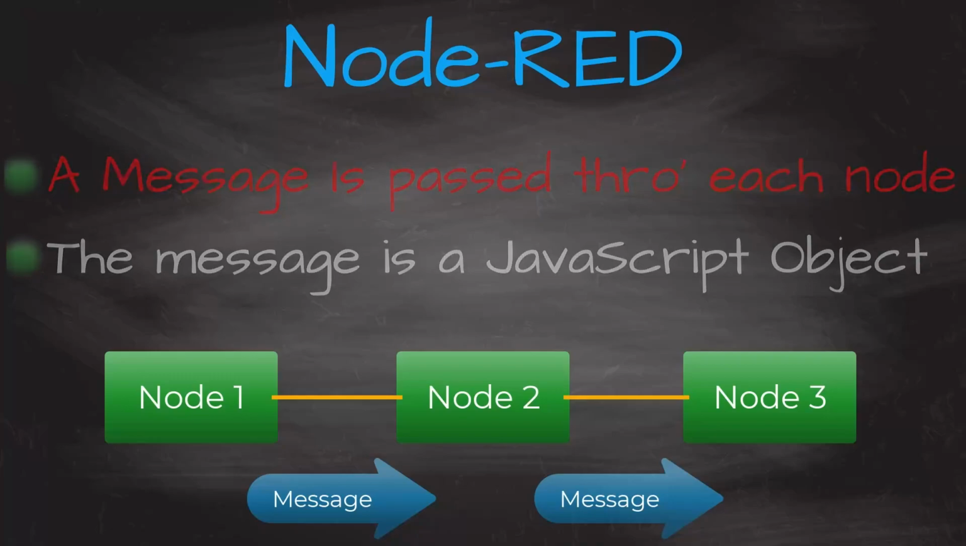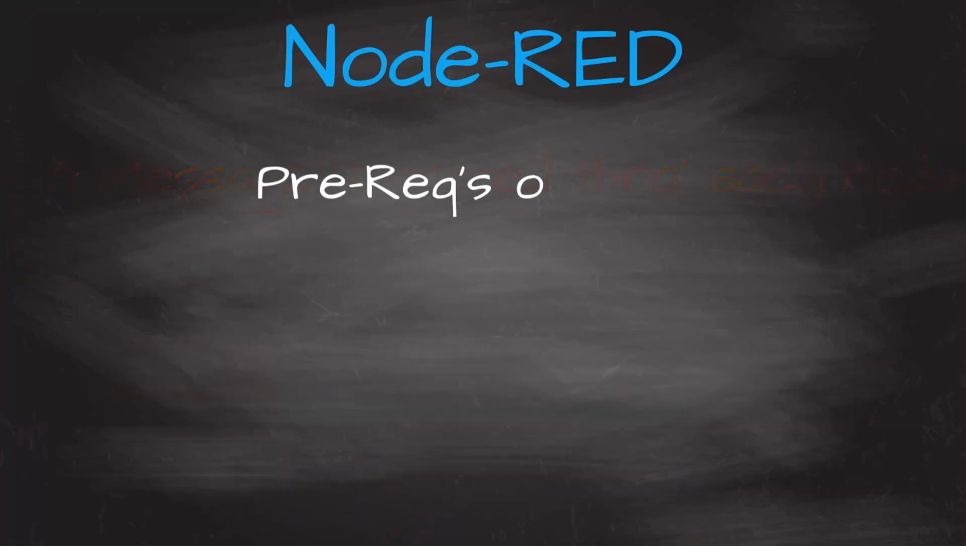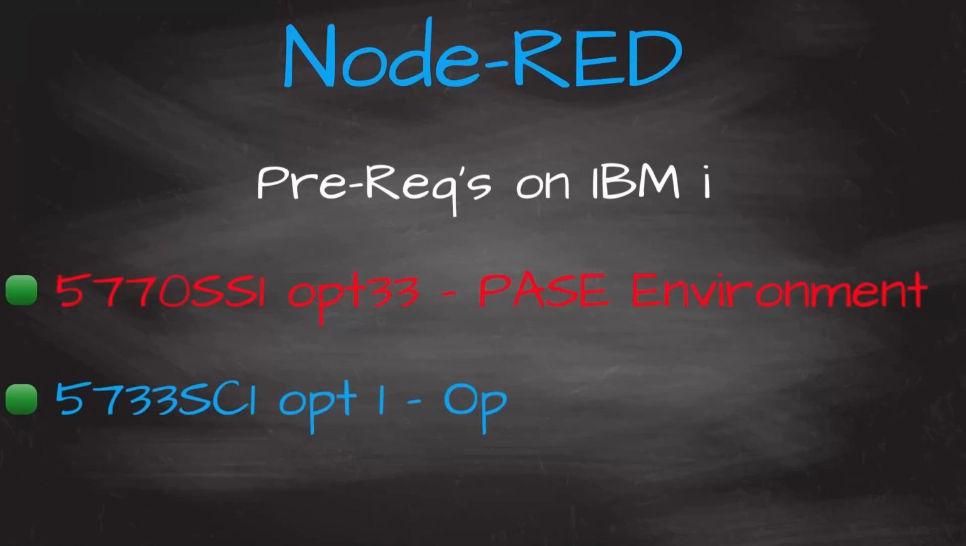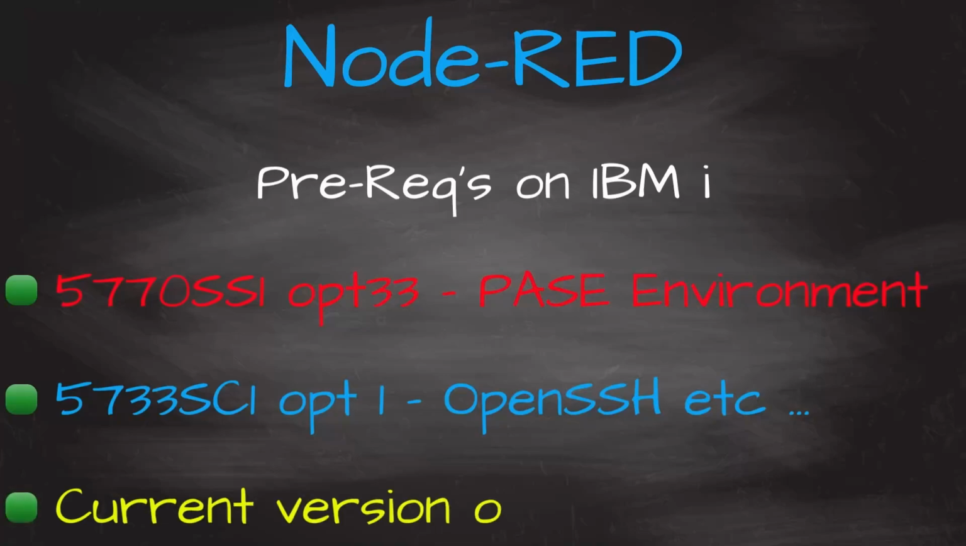Hats off to them. Firstly, we need some prereqs installed before we tackle Node-RED. You probably already have them installed. They are the PASE environment, 5770-SS1 option 33, the OpenSSH tools of 5733-SC1 option 1, and the latest Node.js installed. Use the latest version that's available.